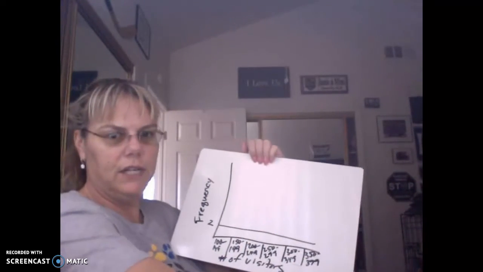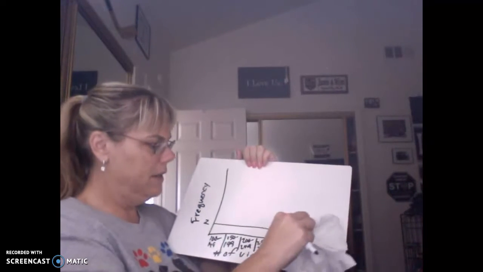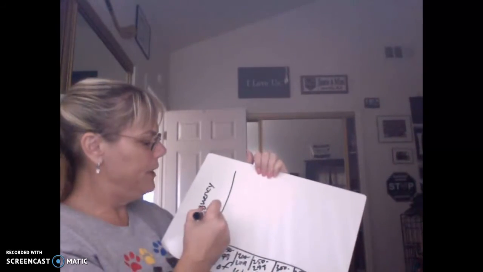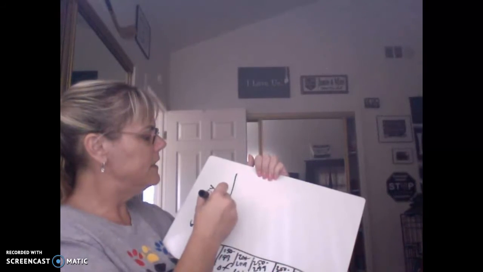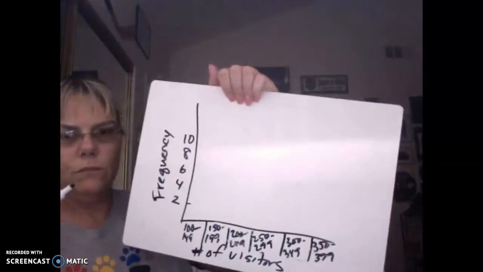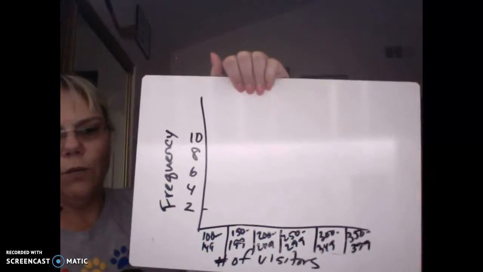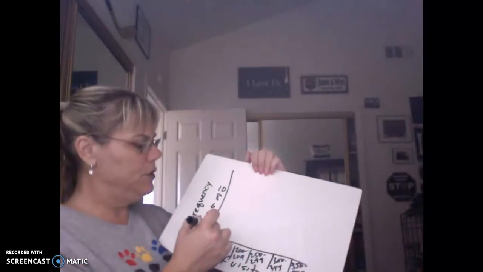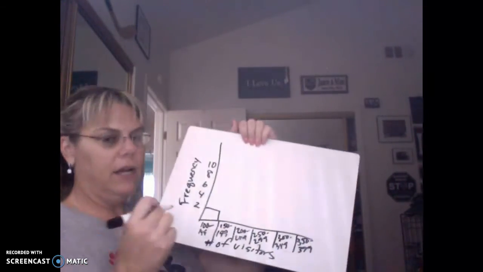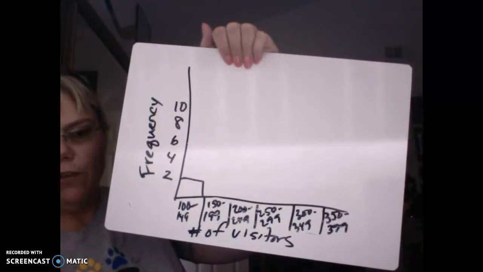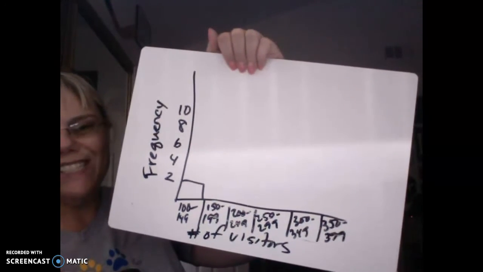Well, I guess I don't really need a line. Let's not put a line there. That's probably not a good idea, Miss Sibley. All right, so 2. Let's count by 2s. 4, 6, 8, 10. So that's what we're going to do. For 100 to 149, we said there was only 2. So that's going to be like a bar graph, right? That's what a bar graph looks like. 150 to 199, there were 7.